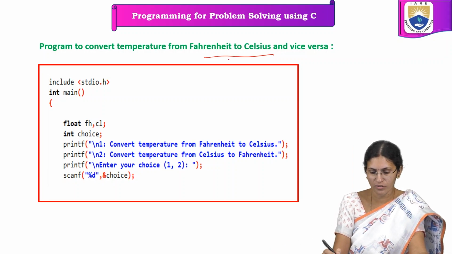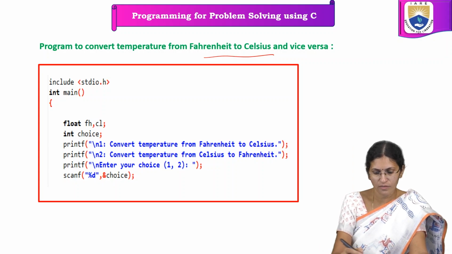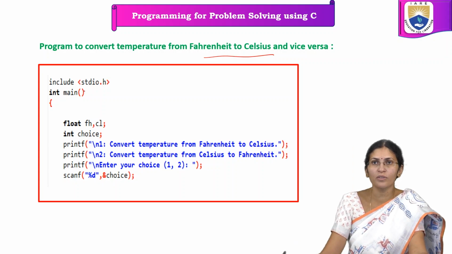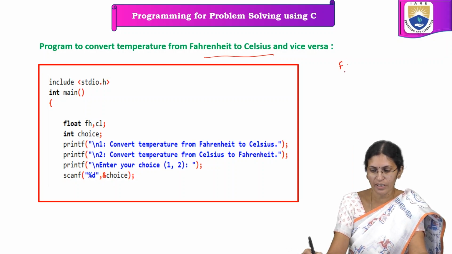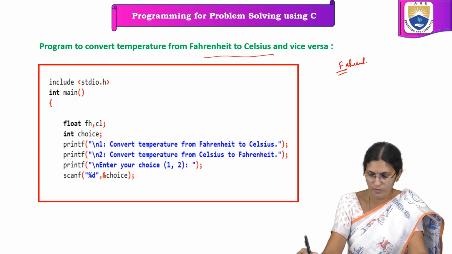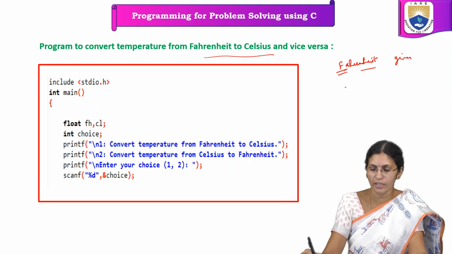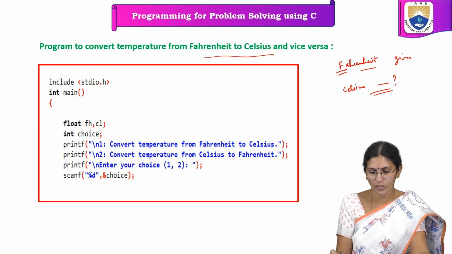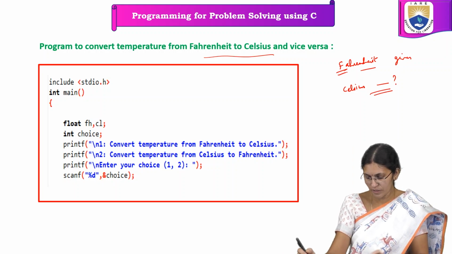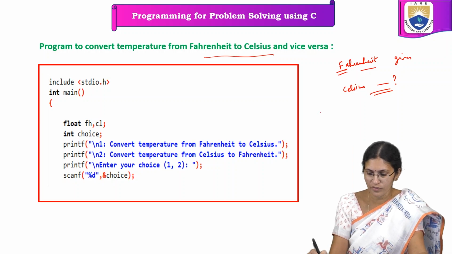Just there is a change in formula. So first, in order to convert the temperature from Fahrenheit to Celsius, the temperature in Fahrenheit will be given, and you need to find out the temperature in Celsius. So this is what is to be found out.